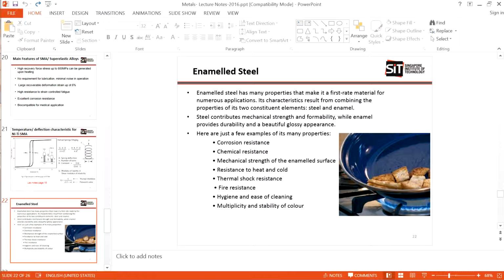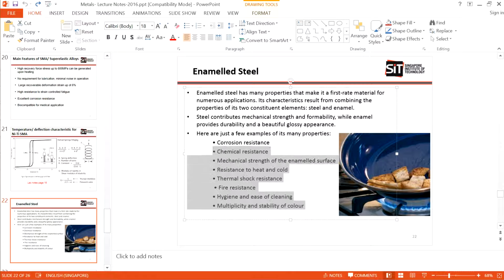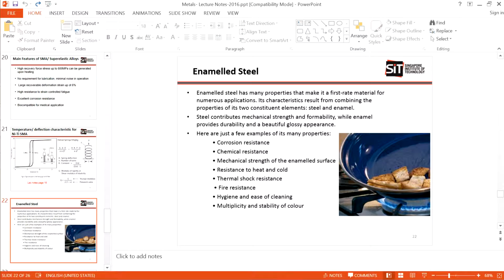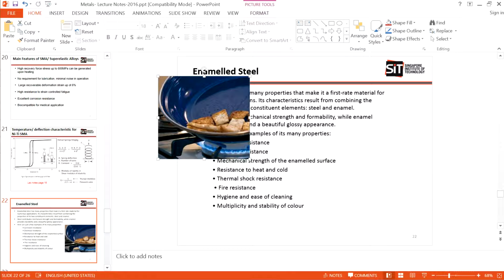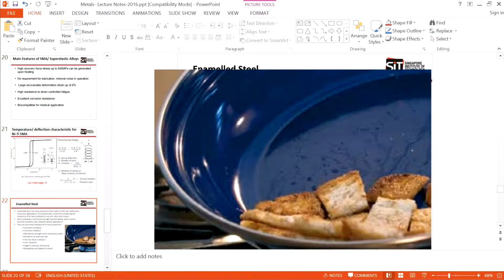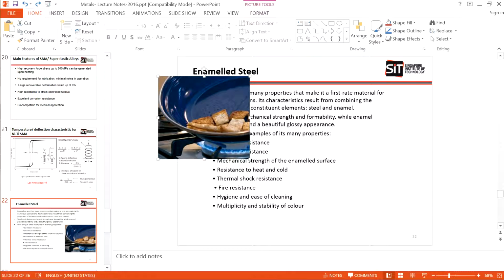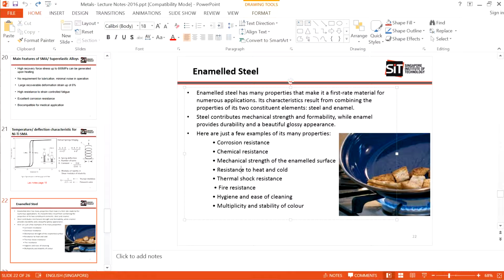If you head back to here, this is exactly what is shown in the slides. Please take note of things like mechanical strength and formability. Steel gives you good strength and formability, while the enamel provides durability and a beautiful glossy appearance, as you can see when you want to roast your bread or your meat.